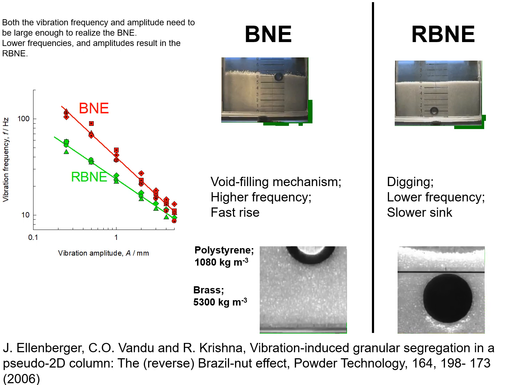In order to understand the sinking, we have here a marker, and we see relative to the marker, the large brass intruder is progressively sinking or digging. Higher frequencies and larger amplitudes result in the Brazil nut effect. Lower frequencies and lower amplitudes result in the digging phenomenon. These are explained in this publication, Powder Technology 2006.